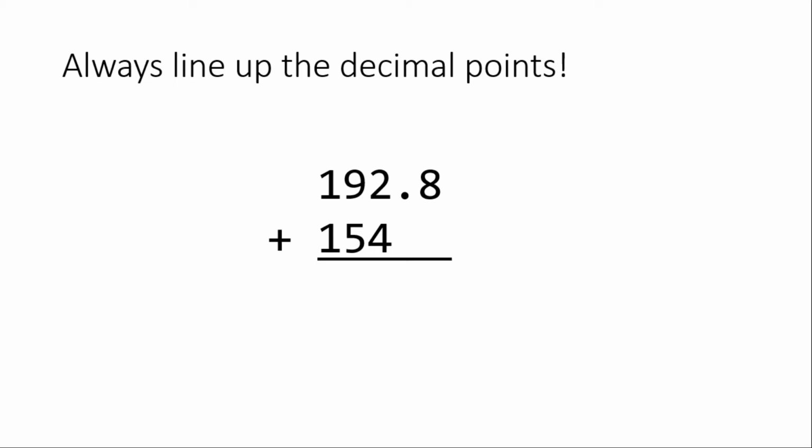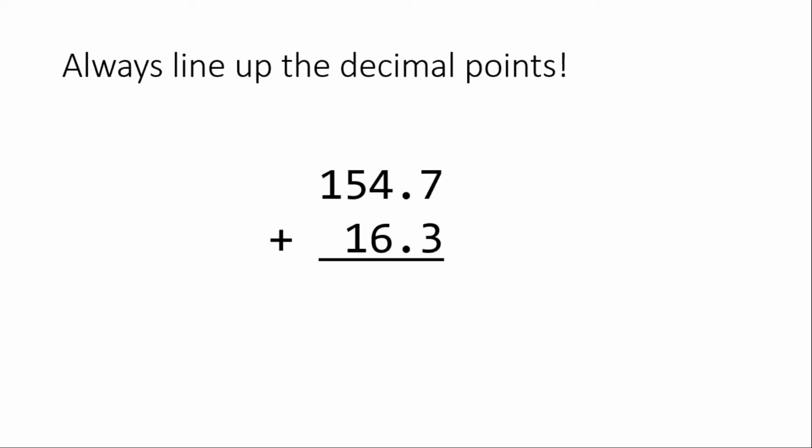Answer checking time. Put a decimal point on there for where the answer is going to be. It's lined up with the other decimal point. Add the tenths. 8/10 plus nothing is 8/10. And then 2 plus 4 is 6. 9 plus 5 is 14. Put the 4, carry the 1. 1 plus 1 plus 1 is 3. The answer is 346.8.